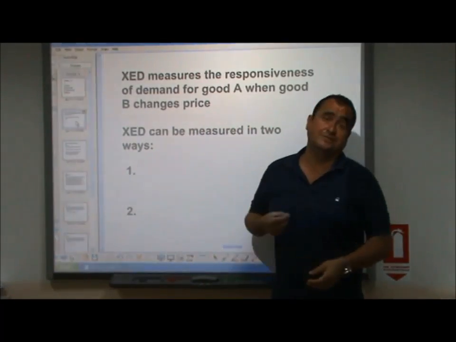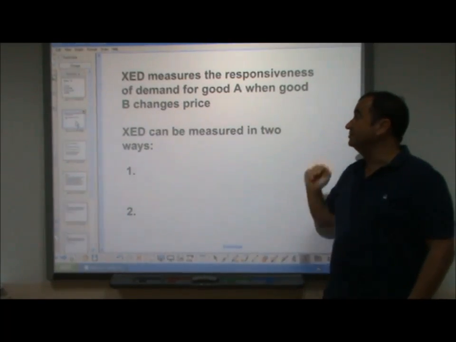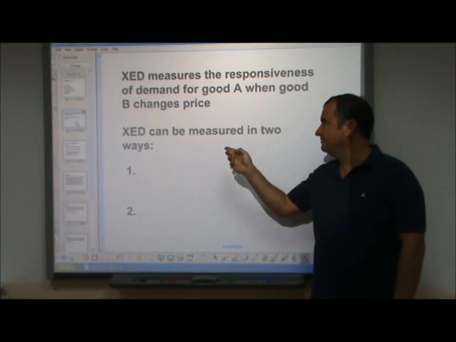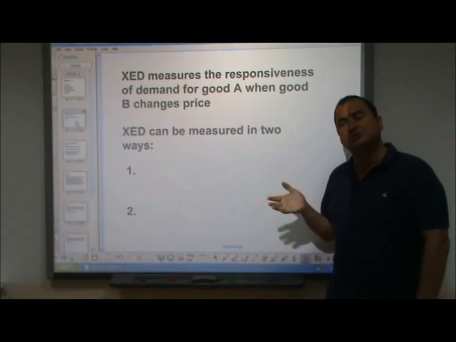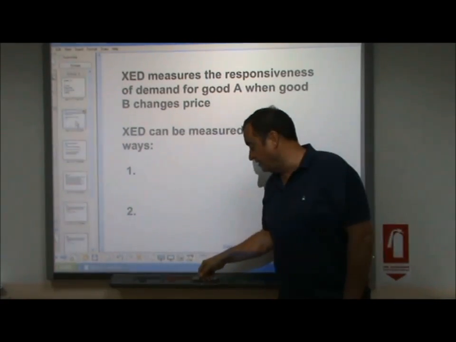So the definition of cross elasticity of demand is it measures the responsiveness of demand for good A when good B changes price. And cross elasticity of demand can be measured in two ways. There are two equations we can use to calculate cross elasticity of demand.